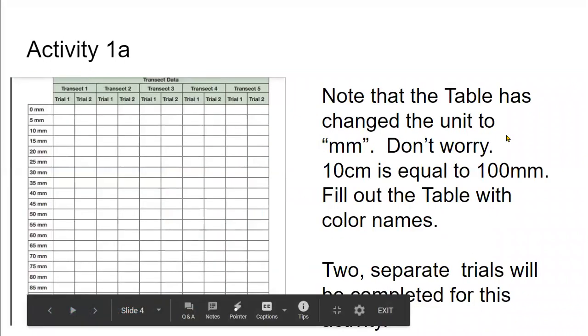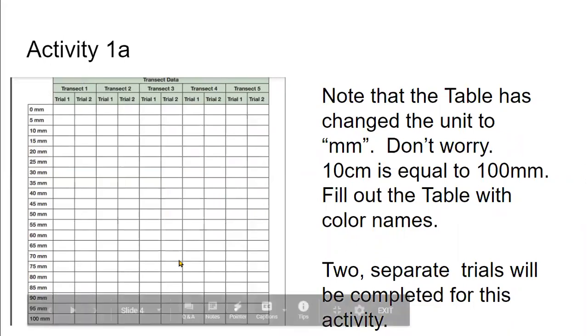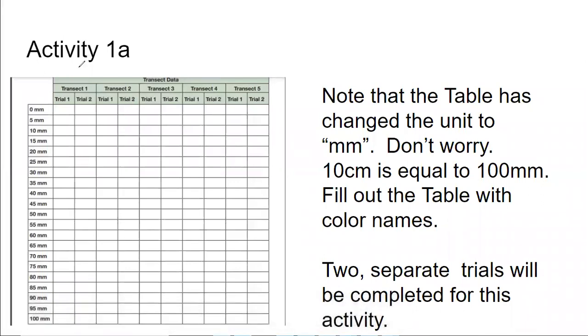As you are filling out the transect data table, you'll see that there are 5 areas of the table because there's one for each line. So there's transect 1, transect 2, transect 3, 4, and 5. The first time you look at this, you're going to be filling out information for trial 1. You are going to do 2 trials of this, but the first time is going to be trial 1.